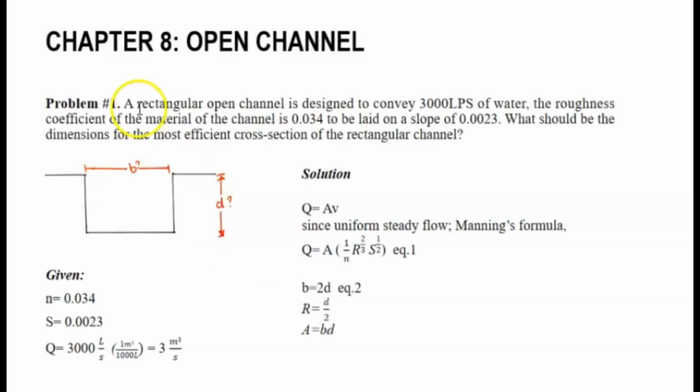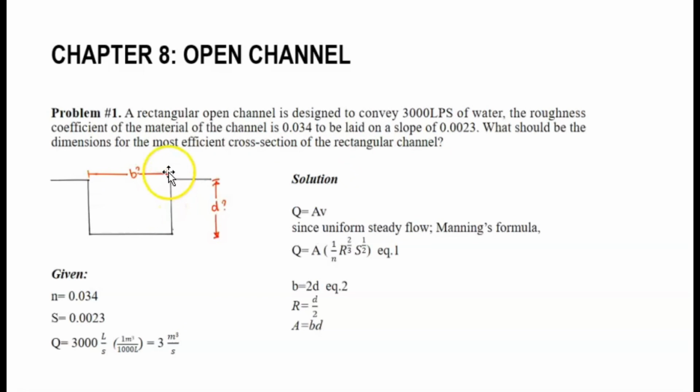Problem number 1. A rectangular open channel is designed to convey 3000 liters per second of water. The roughness coefficient of the material of the channel is 0.034, to be laid on a slope of 0.0023. What should be the dimensions for the most efficient cross-section of the rectangular channel? So in this problem, we are tasked to solve for the dimensions of the rectangular channel, which is the base and the depth of this given figure.